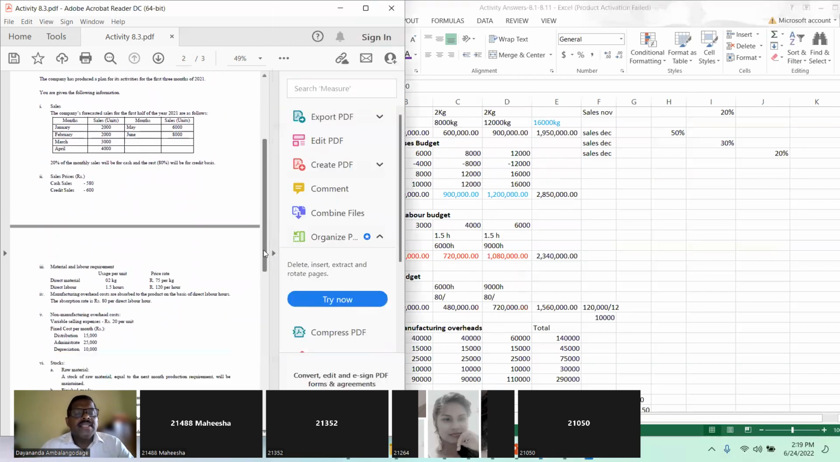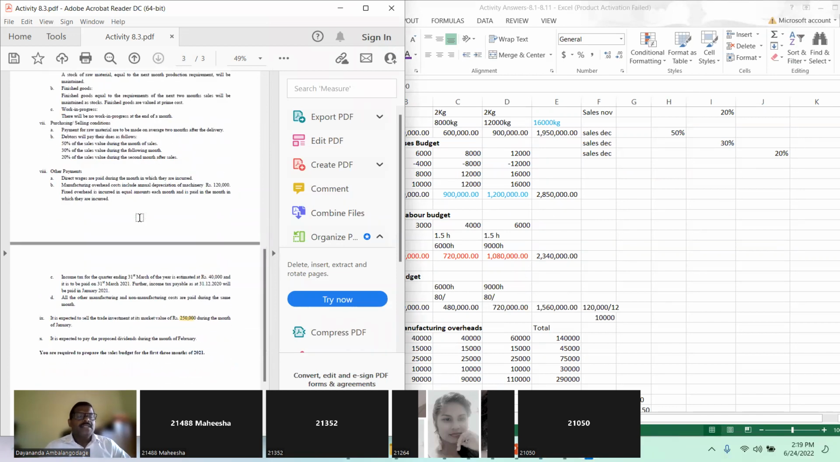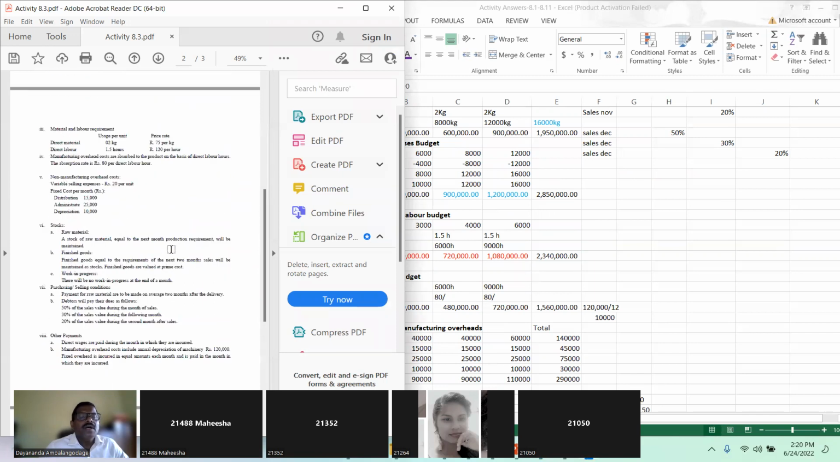But here it says very clearly, where is it? Valuation of inventory, there was one line item. Can you find out where? There should be a guideline for us. Here. Finished goods equal to the requirement of the next month, 2 months sales and will be maintained at stock, and finished goods are valued at prime cost.